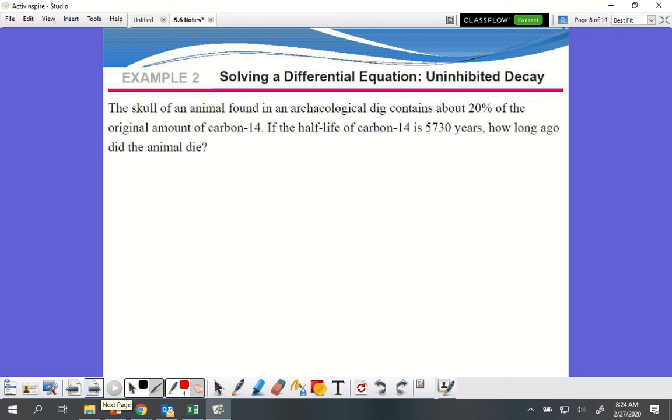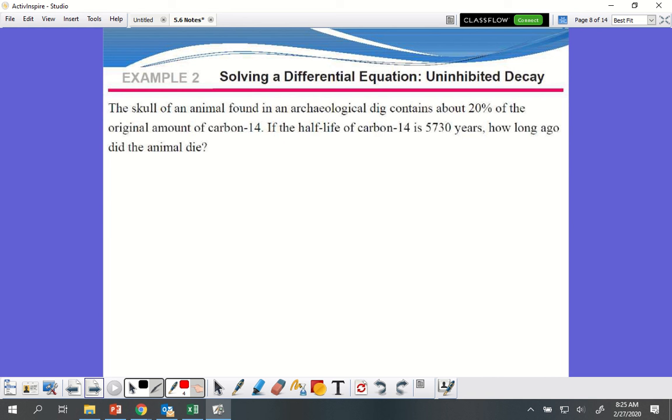All right, here's another one. The skull of an Ewok found in an archaeological dig after they found the planet of Endor contains about 20% of the original amount of carbon-14 left. If the half-life of carbon-14 is 5,730 years, how long ago did the animal die? A couple years ago. More than one. It has 20% left.